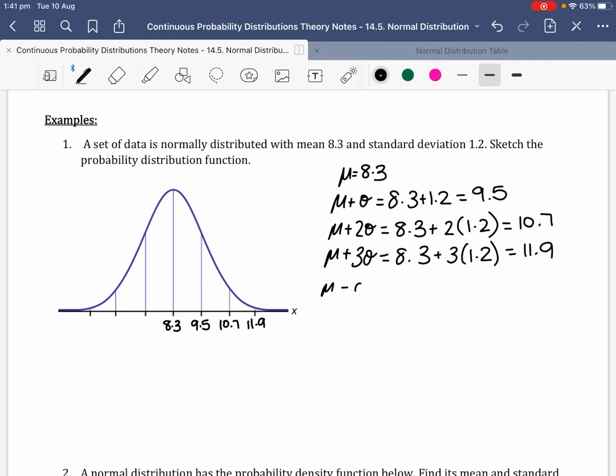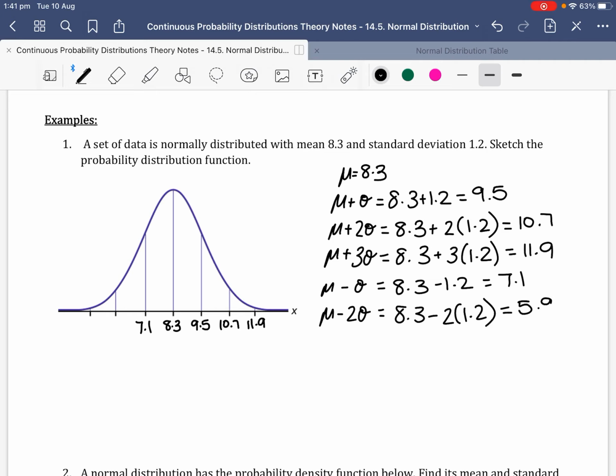We then have our mean minus 1 standard deviation, so it'll be 8.3 minus 1.2, which equals 7.1. We have our mean minus 2 standard deviations, so that will be 8.3 minus 2 lots of 1.2, which will be 5.9. And then finally, we have our mean minus 3 lots of standard deviation, so it'll be 8.3 minus 3 lots of 1.2, which equals 4.7.